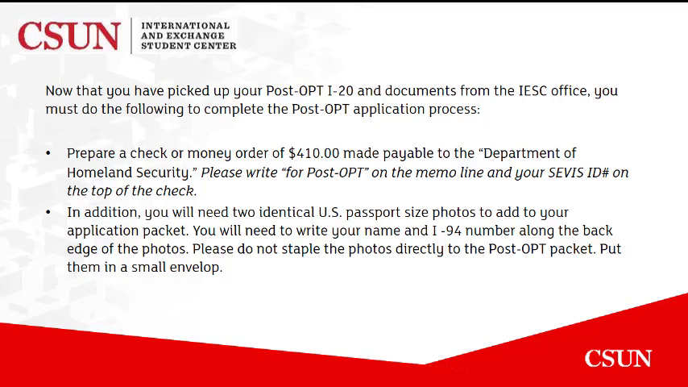In addition, you will need 2 identical U.S. passport-size photos to add to your application packet. You will need to write your name and I-94 number along the back edge of the photos. Please do not staple the photos directly to the Post-OPT packet. Put them in a small envelope.